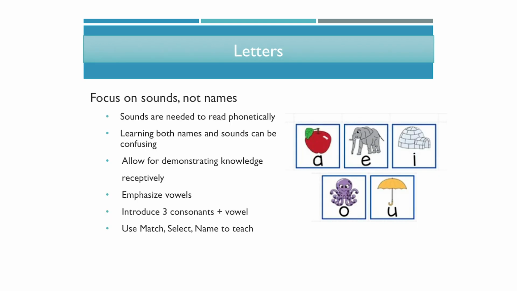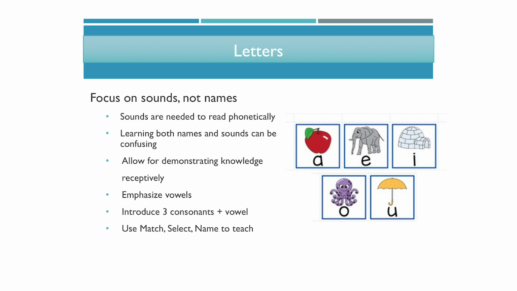And then letters. So big takeaways here. We want to focus on the sounds, not the names. So the sounds are what we need to read phonetically, which is our next step after we can't just learn every single word by sight and then expect to be able to read. So we need to learn to read phonetically eventually. So we want to know the sounds, and that's what's going to be most important for getting to that skill.